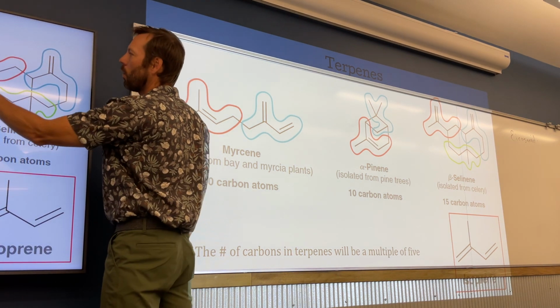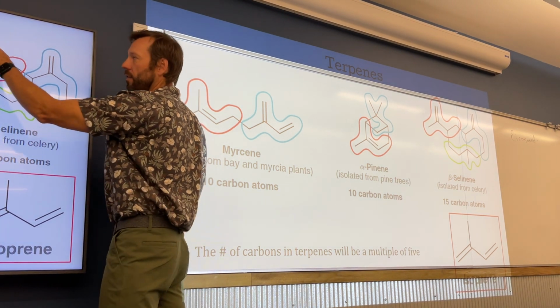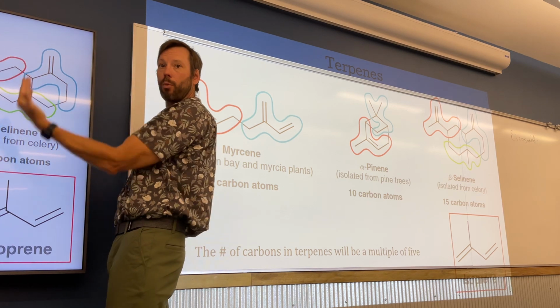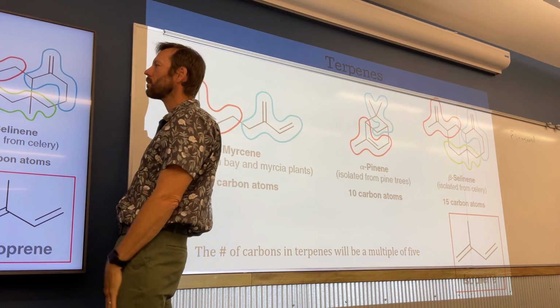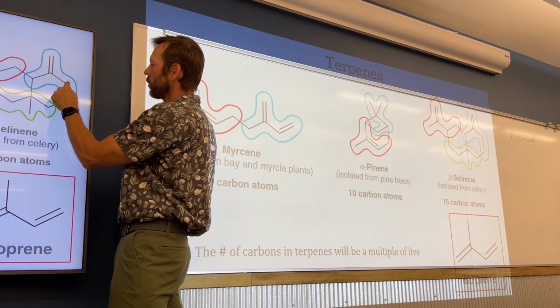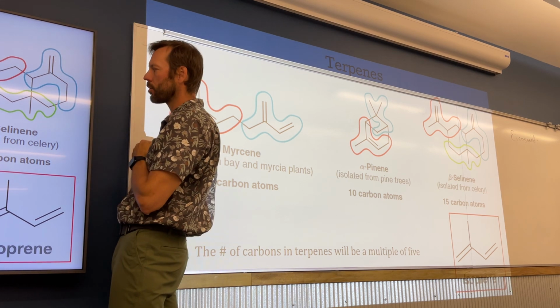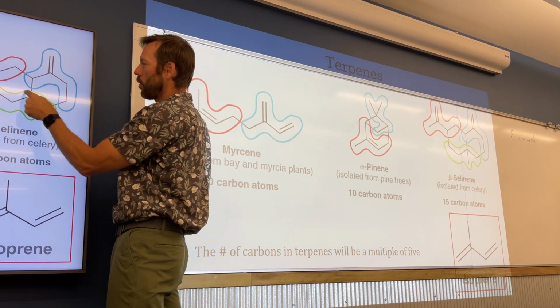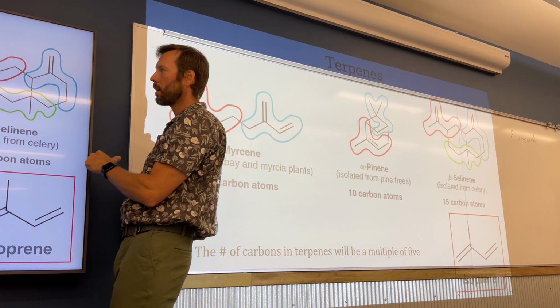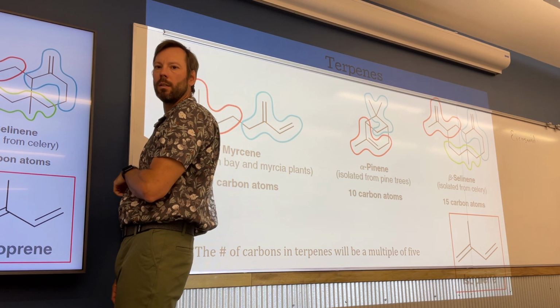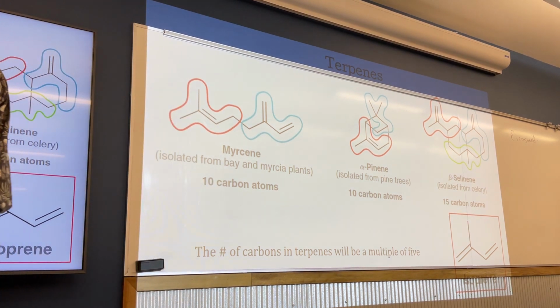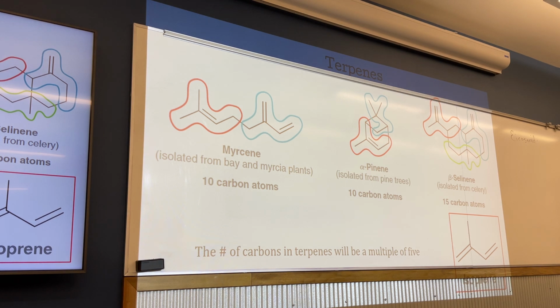Here again, 1, 2, 3, 4, and then there's the 5th one. Here the double bond is on that branch. 1, 2, 3, 4, double bond on the branch. 1, 2, 3, 4, no double bond. But it's like those magic eye things. If you stare at these long enough, they'll pop out and you'll be able to see them.